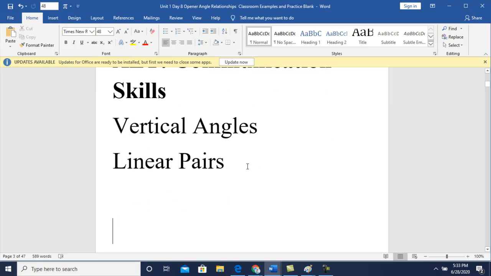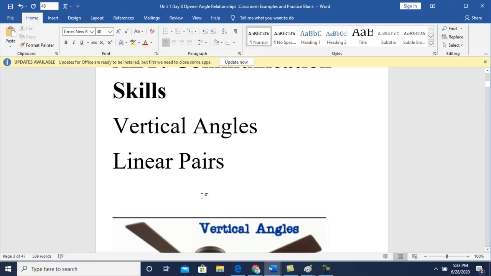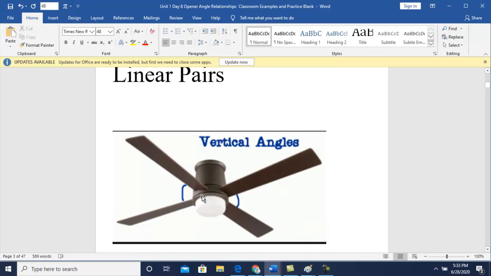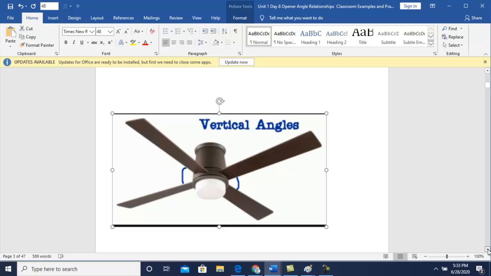We're going to take a look at examples of vertical angles and linear pairs. Where do we see vertical angles? Here is an example of a ceiling fan. The angles are formed across from one another. Like the blue arc measurement there, those are vertical angles. And remember, they're always across from each other.